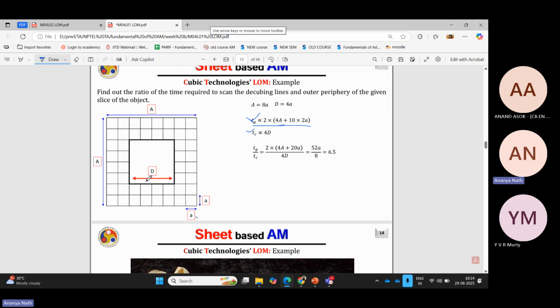And for inside it's D, so 4D, and D is equal to 1, 2, 3, 4A. And A is equal to 1, 2, 3, 4, 5, 6, 7, 8. So 8A. Now you know the ratio. The ratio comes to 6.5. Just remember this question because this type of question came in the previous year. It's a very easy question, so you can practice on your own using different geometries and then calculate.